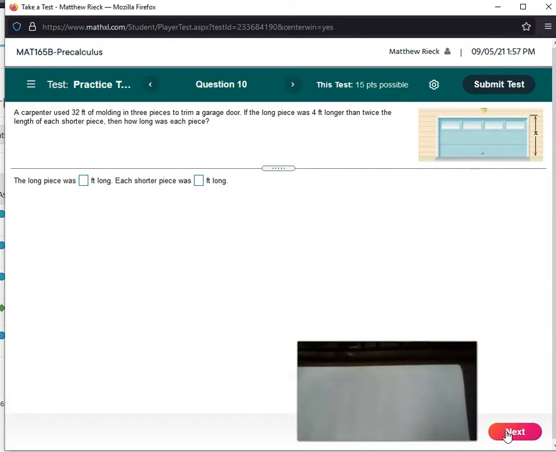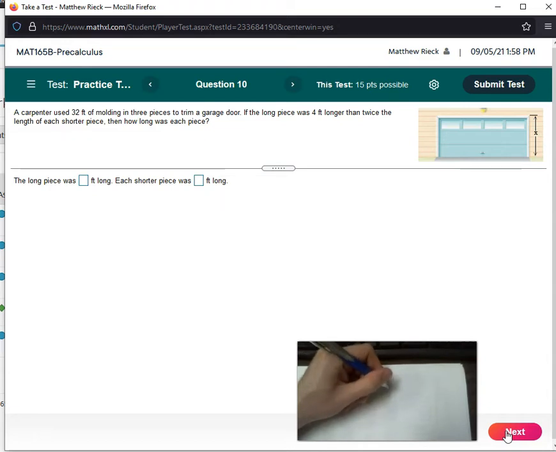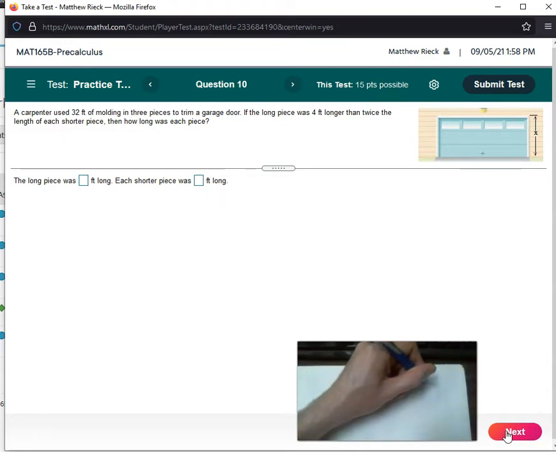So here you have a carpenter used 32 feet of molding in 3 pieces to trim a garage door. If the long piece was 4 feet longer than twice the length of each shorter piece, then how long was each piece? In this case, we have a 3-sided figure.